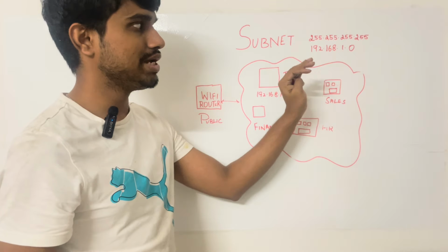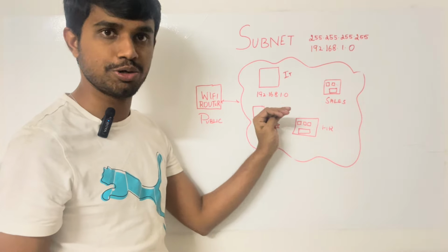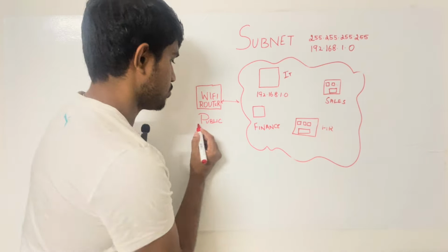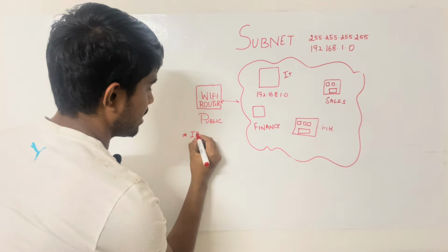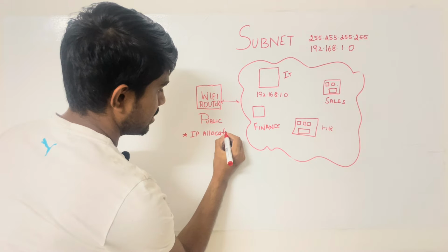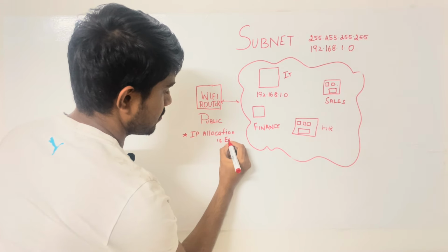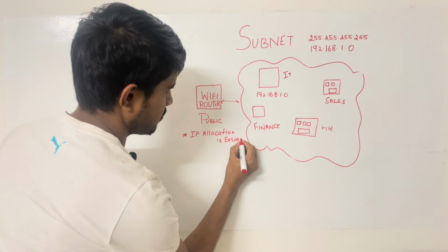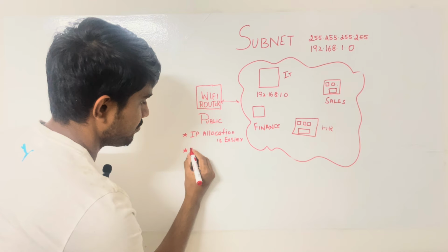Why we divide this into subnets is, as one thing I mentioned, it is easier to allocate to different branches. So the first advantage is IP allocation is easier. The second one is routing efficiency.